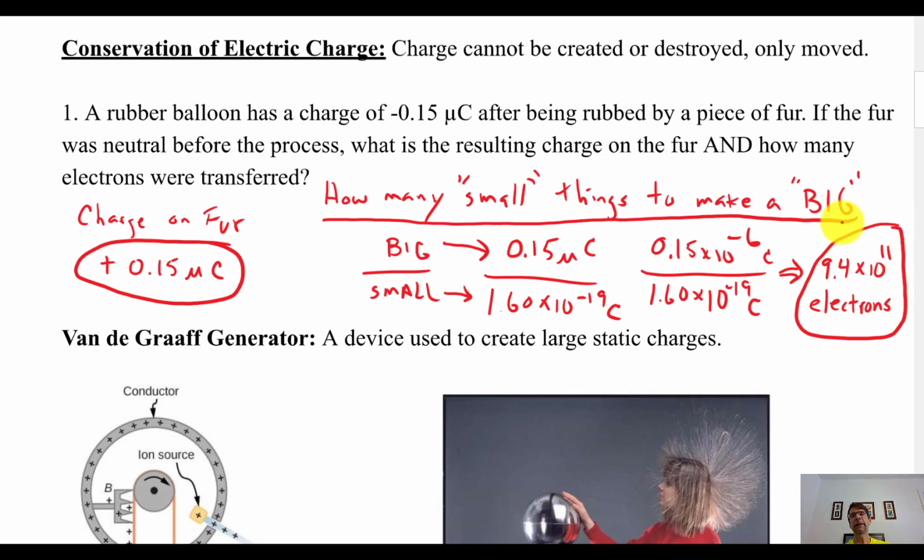You can say how many cars go down your street in an hour. 16 cars. So it's a number. It's not really a unit. Anyways, that's how you figure out how many small things it takes to make a big thing. That's how many electrons were rubbed off the fur and went onto the balloon. So that's how many excess protons the fur now has. It has that many excess protons, not because the protons moved around, it just is missing that many electrons.